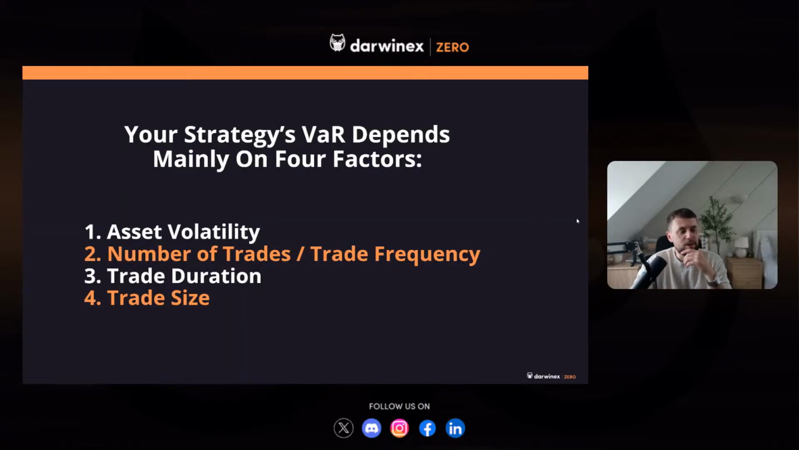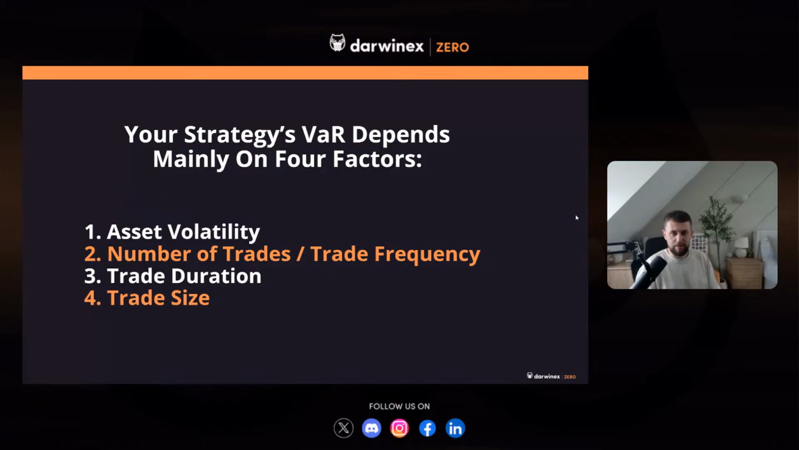Your strategy's value at risk depends mainly on 4 factors, although number 4 is the biggest one and it's the easiest one to manipulate. But number 1 is asset volatility. So if you're trading assets that have a higher inherent volatility to them, for example, Bitcoin, gold, yen pairs, exotic pairs, instead of FX major pairs or the Bund or something like that, that can increase your value at risk. Because obviously you're trading assets that have a higher inherent volatility.